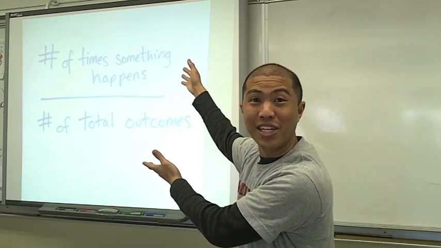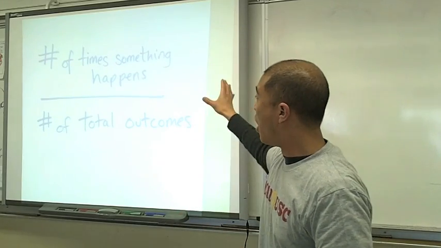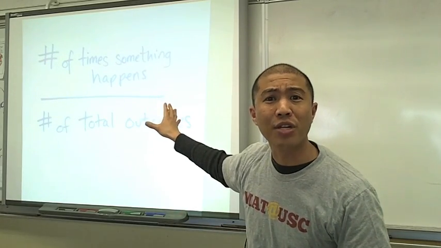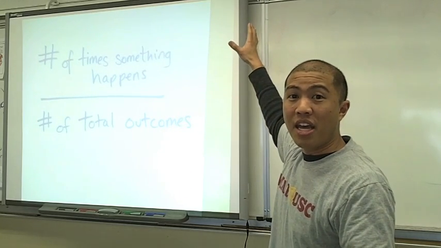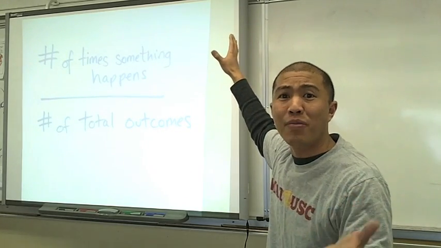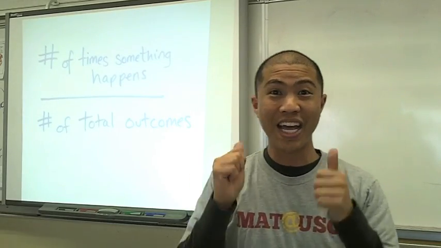So for our equations, we're going to look at the denominator and numerator. It's like a fraction. On the bottom is the total number of outcomes that we're going to have for an event. On the top, it's going to be the total number of times something is going to happen. Let's look at some examples to figure out what this means, all right?